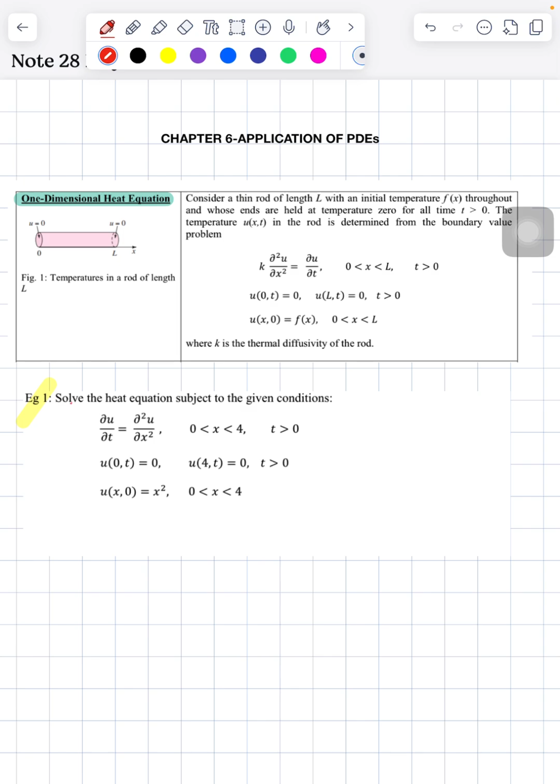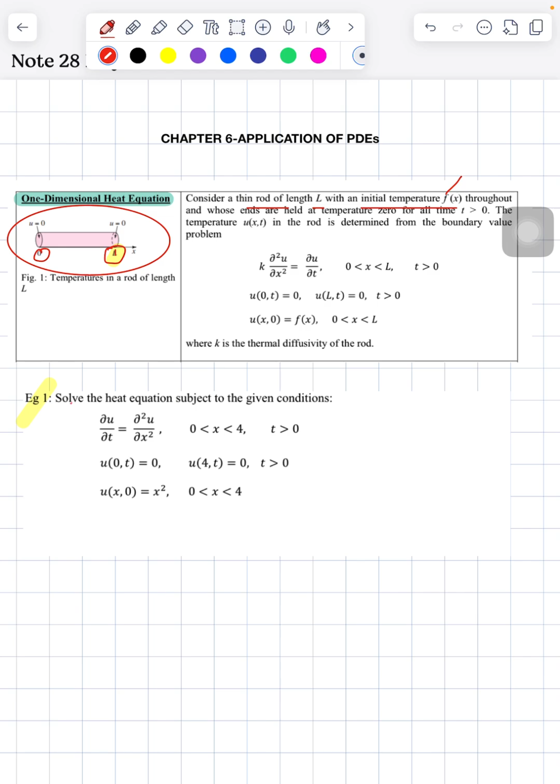Consider we have a thin rod with length L. Okay, this is our thin rod and the length of the rod is L here. The rod has the initial temperature, the function f(x). The function f(x) is the temperature throughout the rod, meaning from x equals 0 to x equals L.